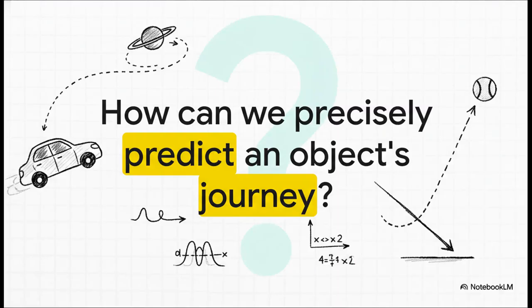So, have you ever wondered how we can predict exactly where something's going to be? Whether it's a car speeding up, a planet going around the sun, or just a ball you toss in the air? How do we know precisely where it'll be at any given moment? Well, that's the big question we're going to answer.